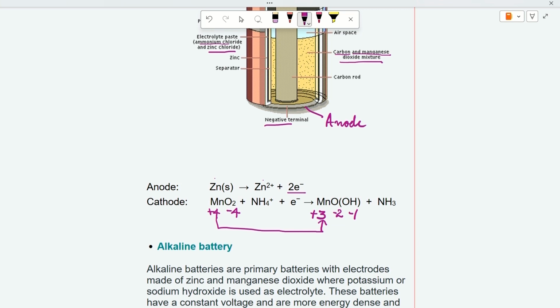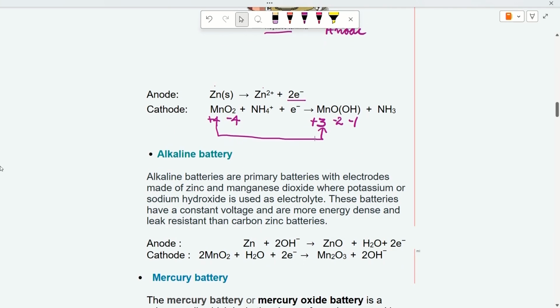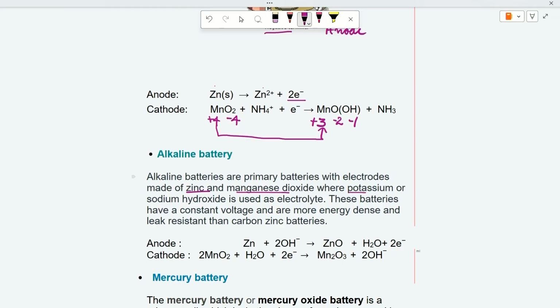Next, we will go for the alkaline battery. This is also a primary cell. The alkaline batteries also have zinc and manganese oxide as the anode and cathode. Okay. But the only difference is the electrolyte is either potassium or sodium hydroxide. Sodium hydroxide and potassium hydroxide, we know that they are alkalis. It can be either sodium hydroxide or potassium hydroxide, both are alkalis, and therefore, the name alkaline batteries.